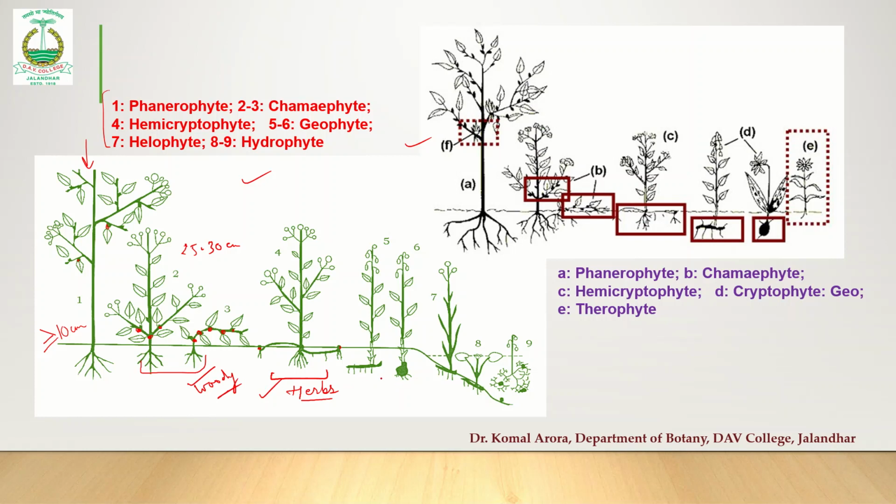Then comes the geophytes. Geophytes, in which the buds are underground, present below soil. So you can have the example of rhizomes, any example which is having rhizomes, culms, bulbs, etc. So they will come under geophytes. Then comes helophytes. Helophytes are the plants which are found in marshy areas. So their buds are present in the mud. Okay. Then there are hydrophytes, which are having their buds in water. So this is another example.